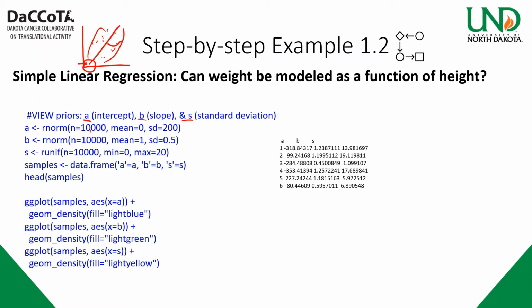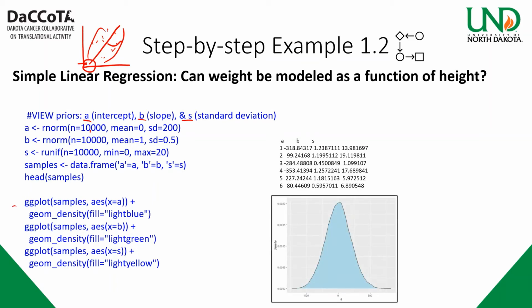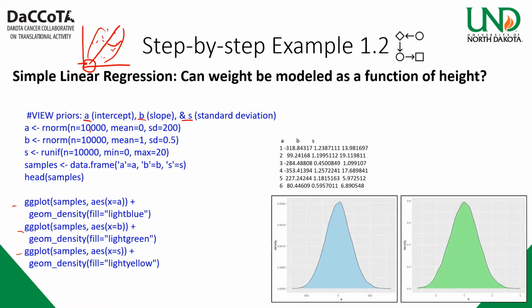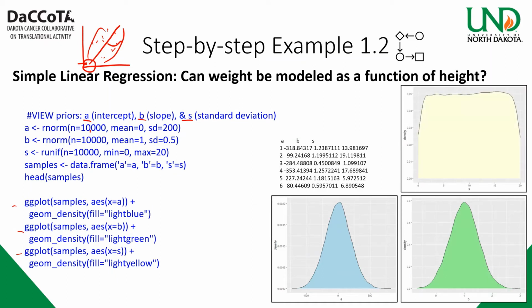Here's the head here. And then here we'll do 3 ggplots. So this is our A, our intercept, our slope, and our standard deviation. You see here that the intercept is pretty broad. It could be anywhere from -500 to 500. Our slope is much more constrained. It's around 1, but it could be as low as 0 or as high as 2. And then uniform is pretty broad. You see here that this isn't like that straight line that we kind of see here, because this is simulated data drawn rather than theoretical modeling.